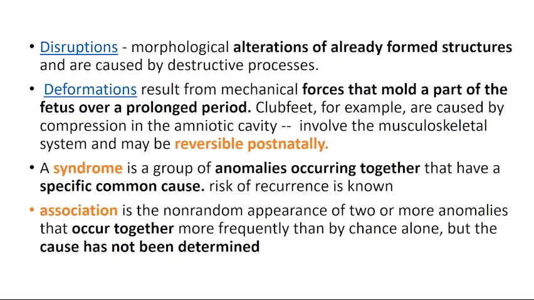So that can be a disruption, it can be a deformation, or it can be a syndrome, that is many abnormalities together, or it can be an association. There are two problems or two abnormalities that are always going to occur together. What is the cause? That is not exactly known.